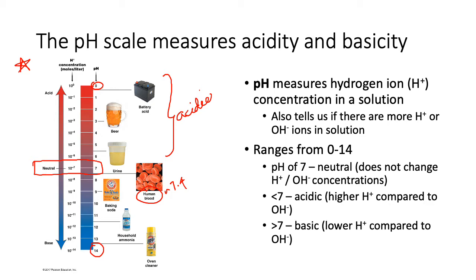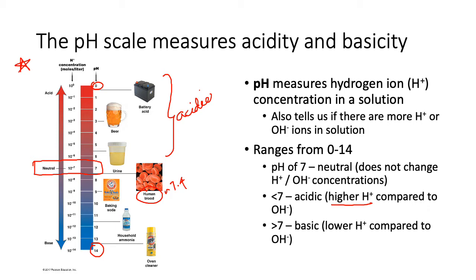That means that when these things are added to water, they will dissociate and create hydrogen ions. We can also say that acidic solutions have higher protons or hydrogen ions compared to hydroxide ions. Some common things are urine, beer, battery acid, lemons, tomatoes. Those are all going to fall in the acidic range.